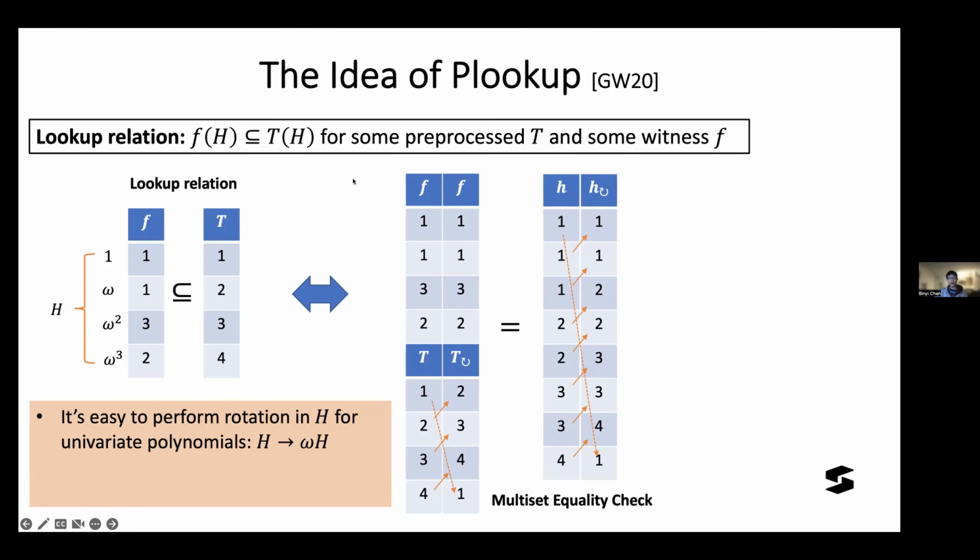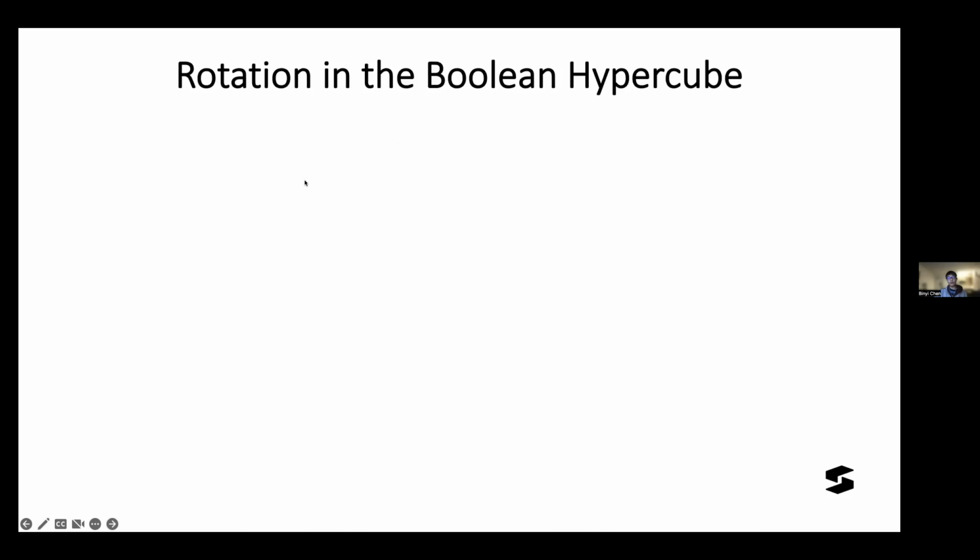However, in our case, there are some changes. First, the interpolated set H is changed from a multiplicative group into the Boolean hypercube, and we change from univariate polynomials to multilinear polynomials. In this setting, the existence of such a very simple linear function as the root of unity is no longer trivial. So we do need to find another type of generator function, or next function, that enables us to rotate these sets.